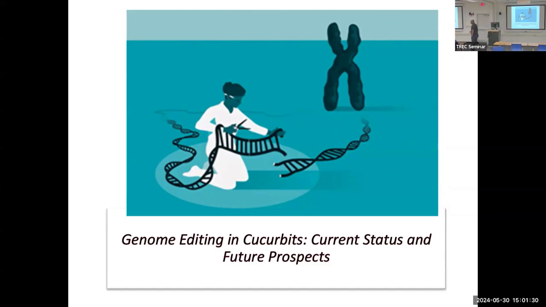It is my pleasure to introduce our speaker for today, Dr. Thakur. Shalu is a postdoc in the Vegetable Breeding and Genetics Lab. She's been with us since January of last year. And our project is basically looking to develop novel germplasm for disease resistance in cucurbits, so squashes and watermelon.